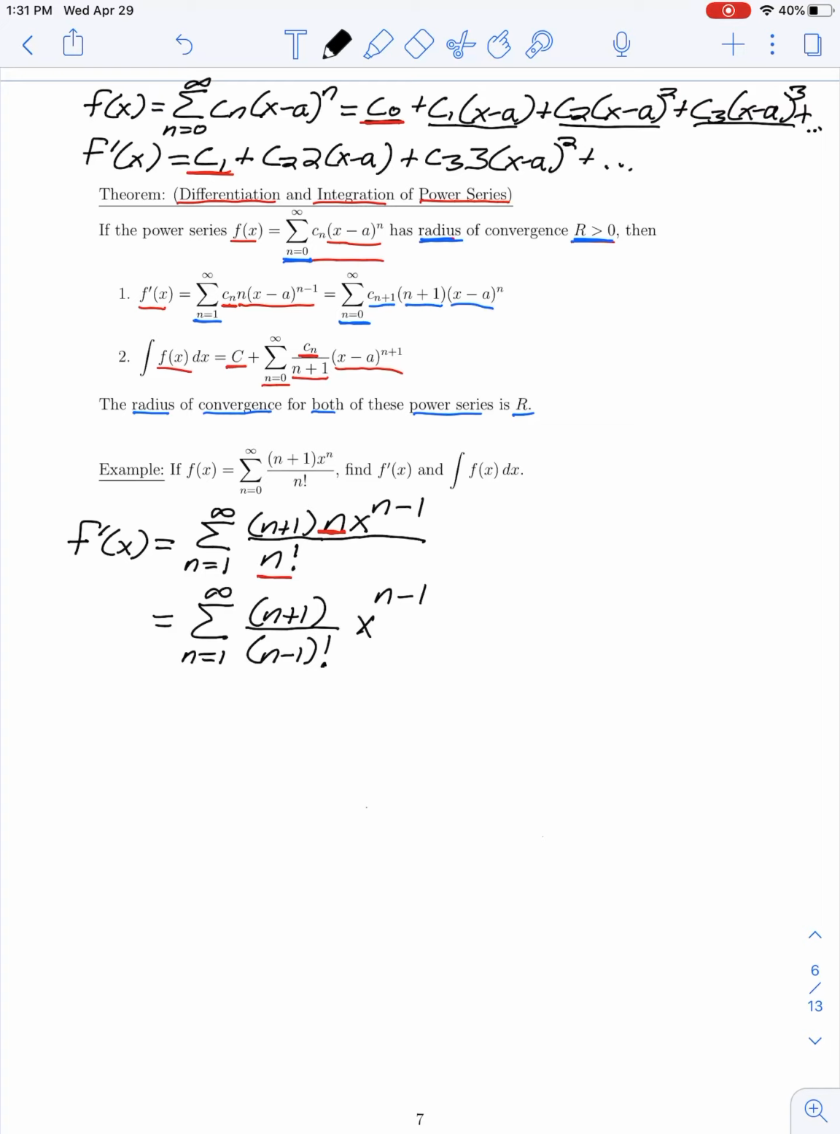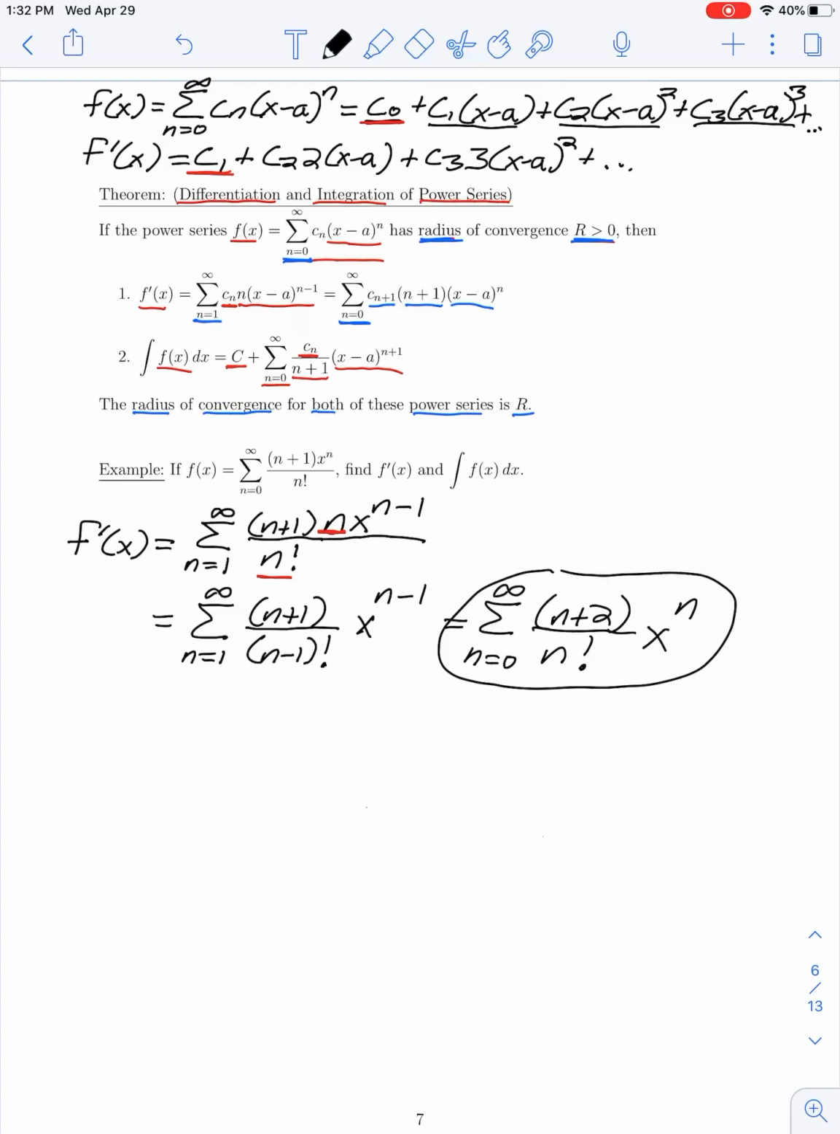Now, if we wanted to rewrite this expression for f prime as a power series starting at 0 instead of at 1, we could do that. So this would be the same as the sum from 0 to infinity of (n plus 2) divided by n factorial times x to the nth power. So this would be a power series expression for the derivative of our function starting at n equals 0.